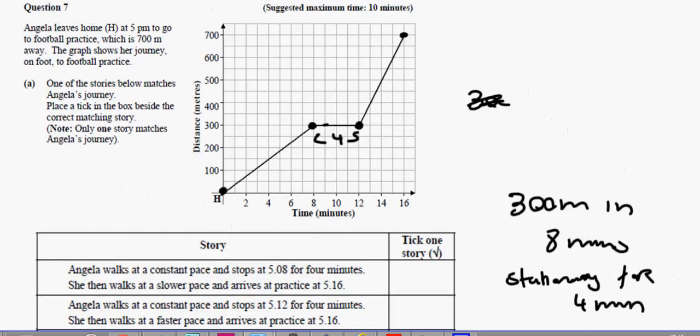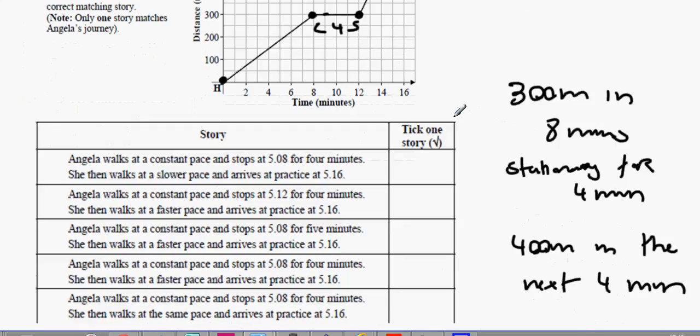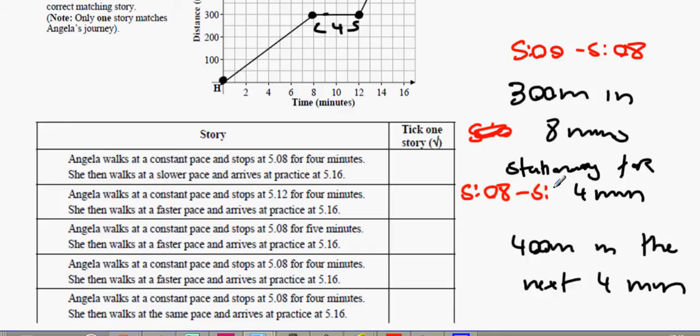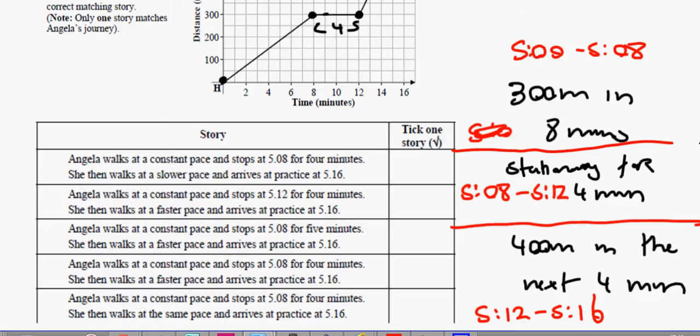So she leaves at 5 o'clock. I'm just going to put times on this. This one here will be 5:08. She travels 300 meters in 8 minutes, so that's 5 o'clock to 5:08. Then stationary for 4 minutes, that's 5:08 to 5:12. And then finally 400 meters in the next 4 minutes, so that's 5:12 to 5:16. That's when she's traveling at the end. So three different parts: part 1, part 2, part 3.